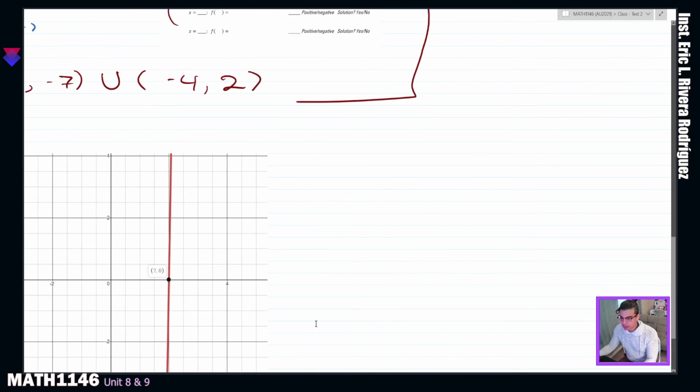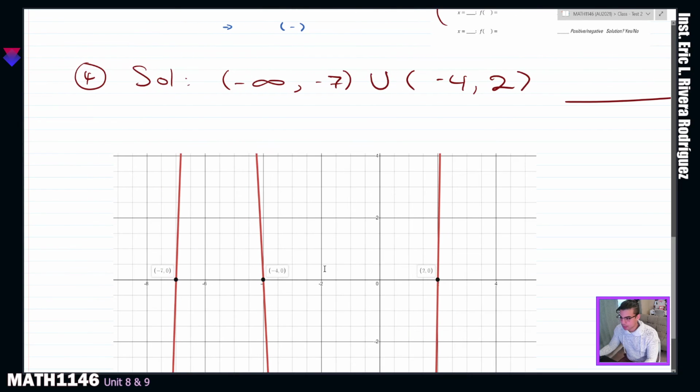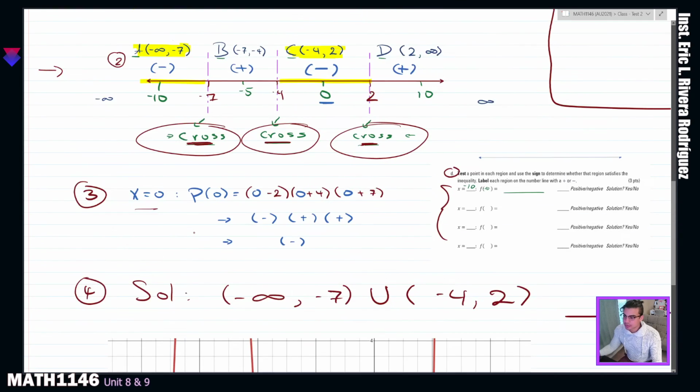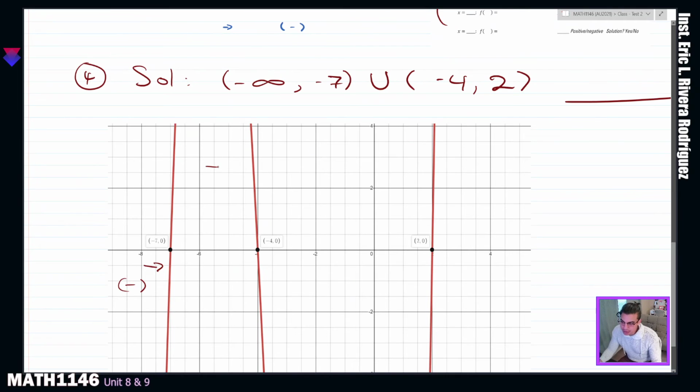Okay, so that's the portion of the graph that is important to work with in this exercise. So there are the zeros. We are seeing that when the x value is less than -7, the graph is below the x-axis, so that means a negative y value. So this region is negative. From -7 to -4, the graph is above the x-axis, so we have a positive value for the polynomial function.